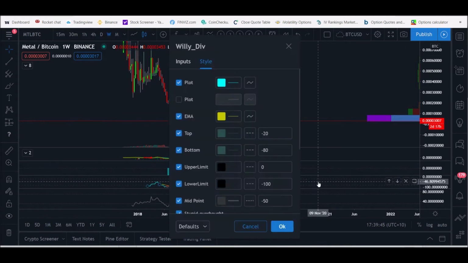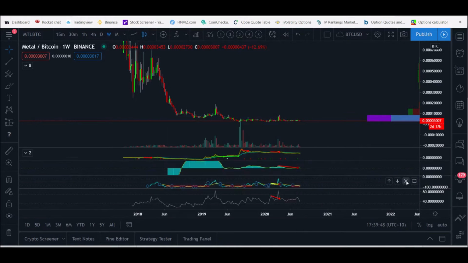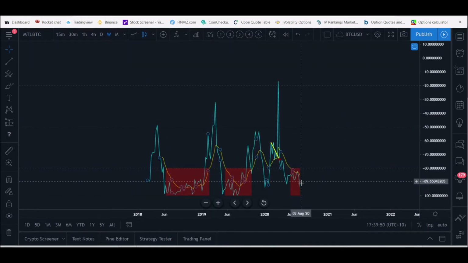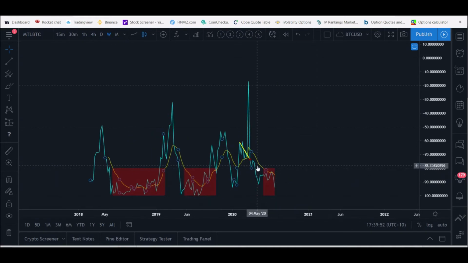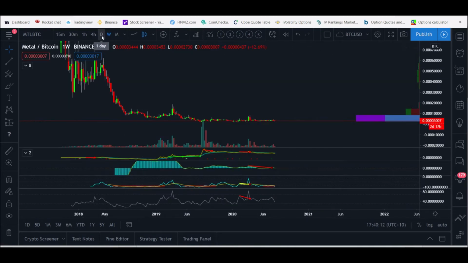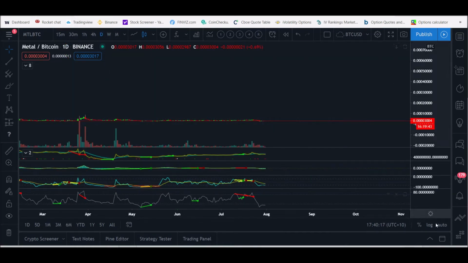We are heavily oversold here on the Williams Percentage R. I would like to see a W. No structure coming in yet on the weekly. You can see this well-defined W here, where we've W'd, broke out, come back down, rechecked, and continued on. So moving on to the daily chart.